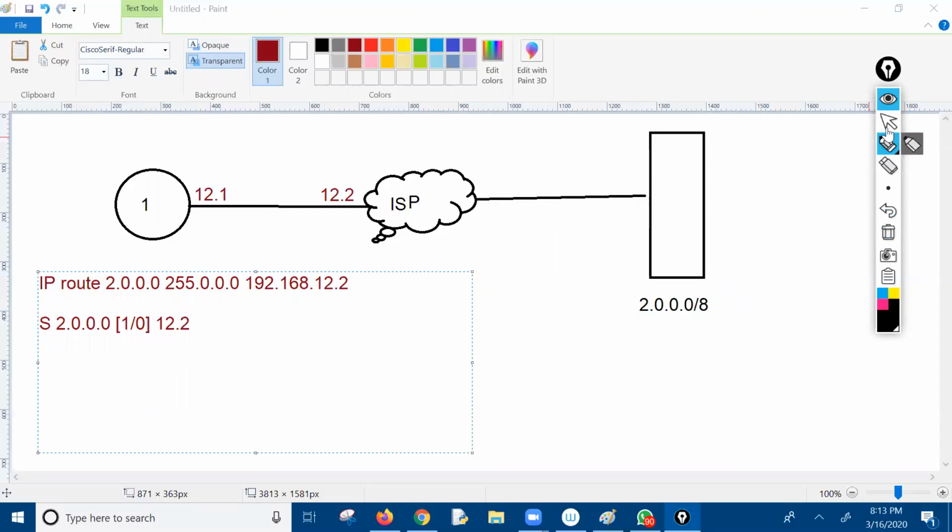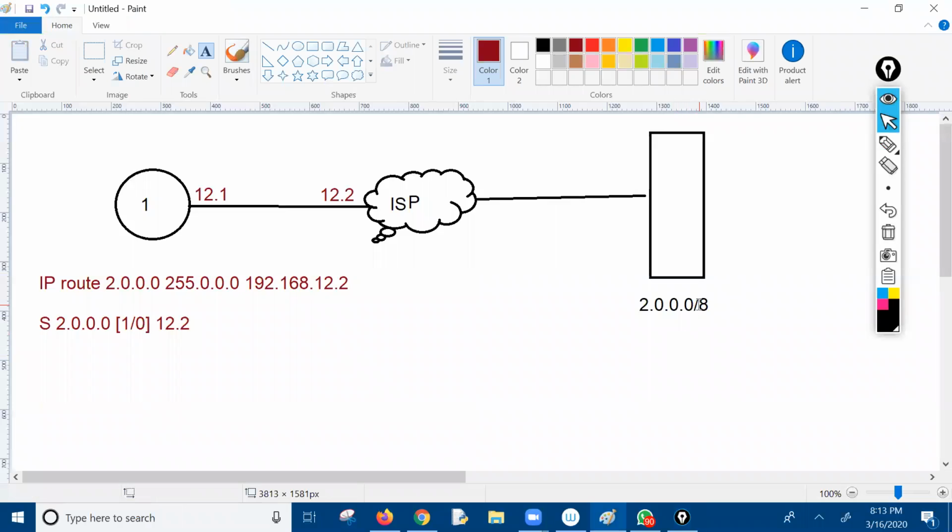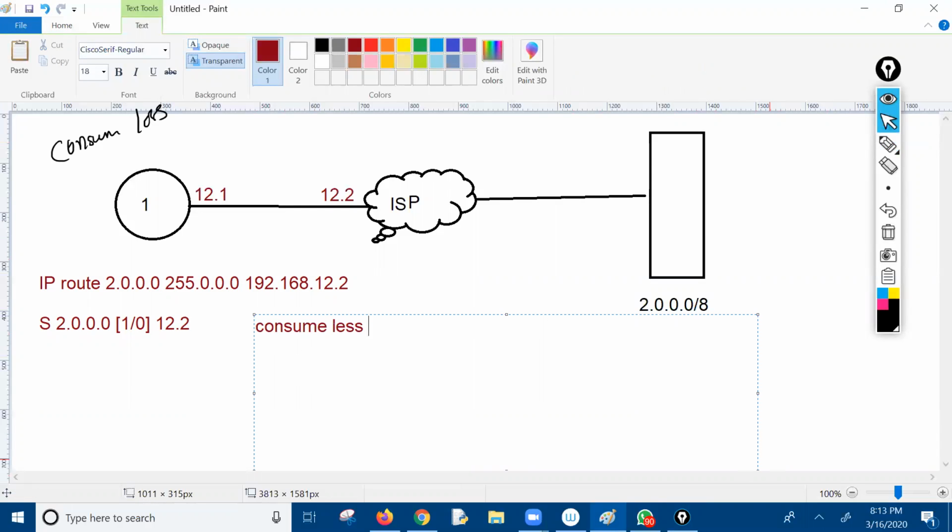So to avoid this problem, what do we have? But the good thing about the static route is that it will consume very little CPU. Let me write on this thing. Dynamic routing. This is a very good advantage of them. If you have a very small number of routers, for example 3-4 routers, you can implement the static route. That is a very good thing because it will take very little CPU.